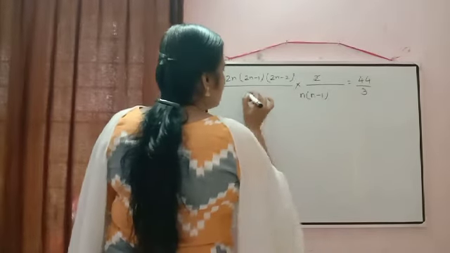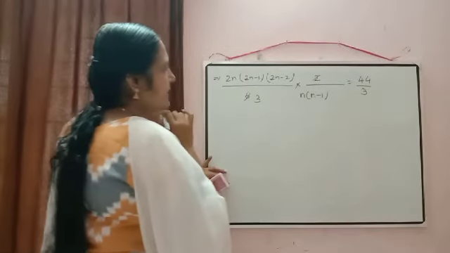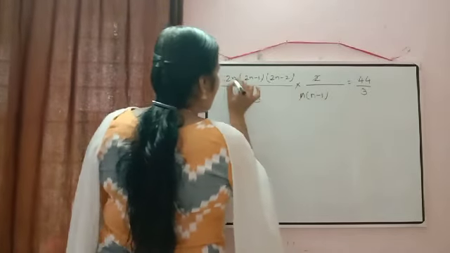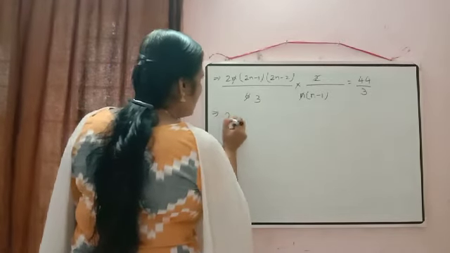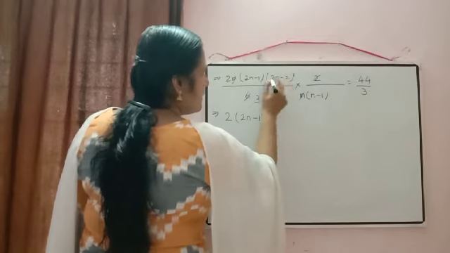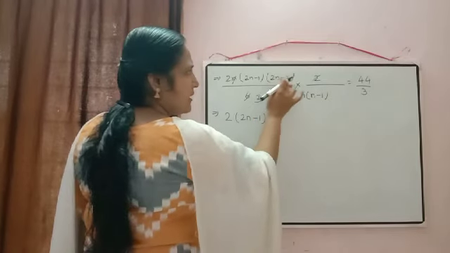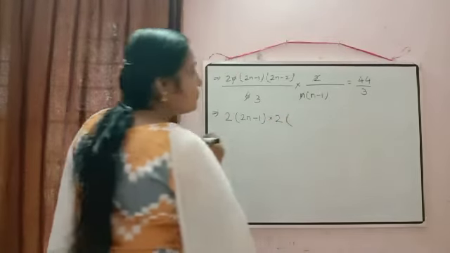Now just check if you can cancel anything here. Okay, 2 and 6 will get cancelled, 2 threes are 6. Then which one will get cancelled here? This n and n will also get cancelled. Now what remains here? 2, then we have 2n minus 1. From 2n minus 2, what can we take common? Yes, we can take 2 common.